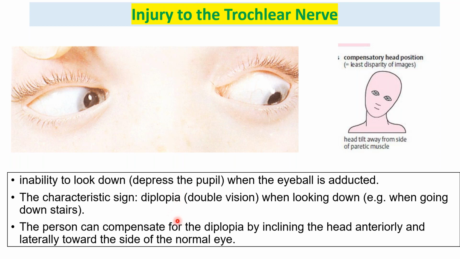To compensate for the diplopia, the person will incline the head anteriorly and laterally towards the side of the normal eye. So the head tilt is created away from the side of the paretic muscle. This is a characteristic picture which shows injury to the trochlear nerve.